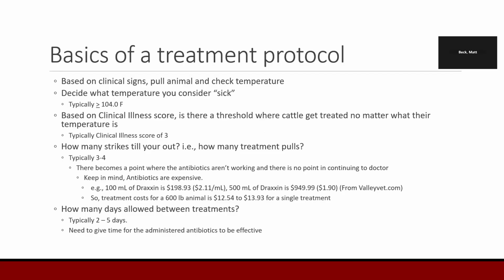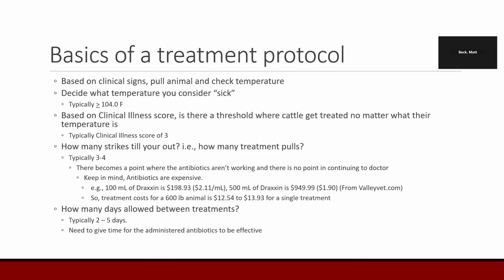So the cost of these antibiotics is not cheap. These prices I did not update for this year, so I expect they're actually a little more expensive. But a 100 milliliter bottle of Draxxin costs $200, so that's $2.11 per milliliter. A 500 ml bottle of Draxxin costs $950, so that's $1.90 per mill. So if I'm going to treat a 600-pound animal, that treatment of Draxxin is going to cost me right around $13. So it's not cheap.